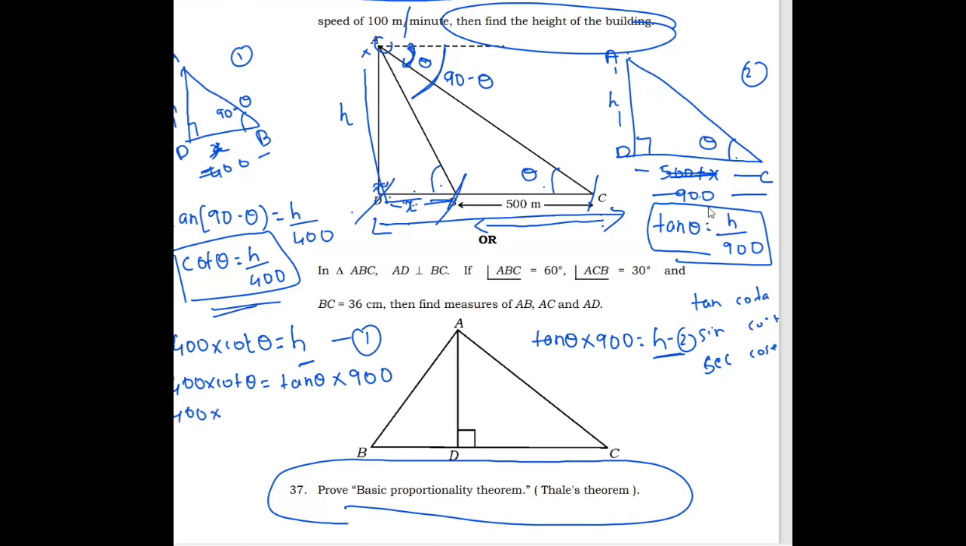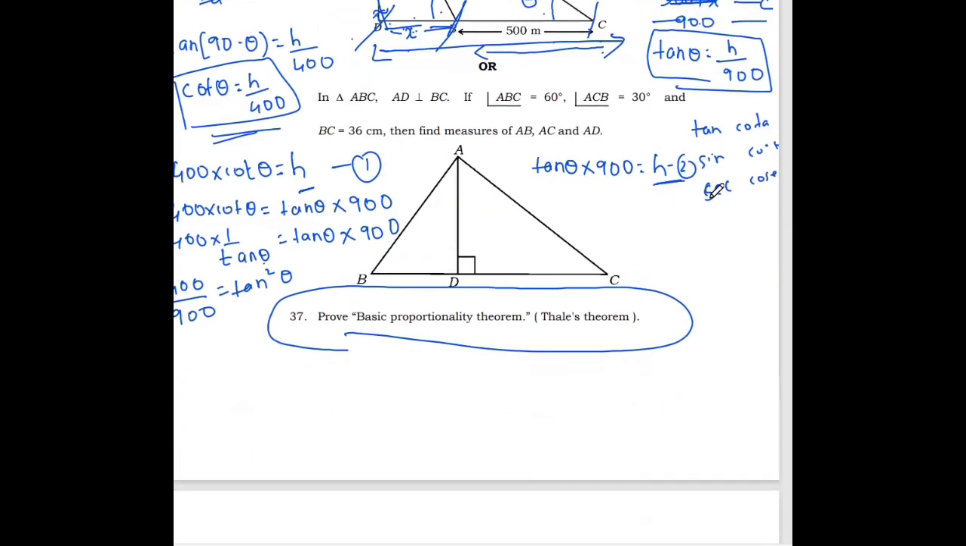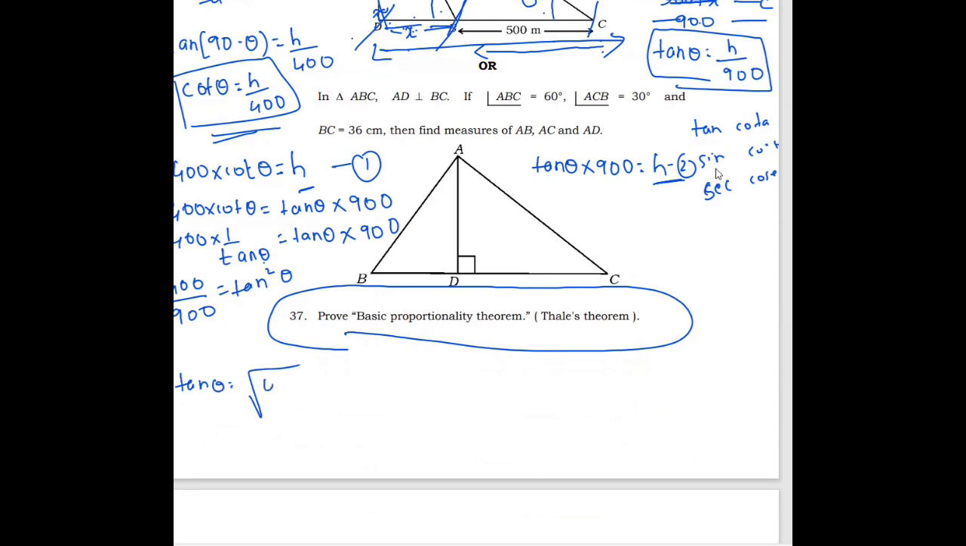Now what is cot? This is important: cot means always remember 1 by tan theta. So 400 by tan theta is equal to tan theta into 900. The tan theta goes across, and 900 comes below. 400 by 900, I'll just keep it, tan theta into tan theta gives tan square theta. Correct? Now the square root of tan square theta is equal to the square root of 400 by 900. The zeros cancel. Square root of 4 is 2, square root of 9 is 3. Therefore, tan theta is equal to 2 by 3.